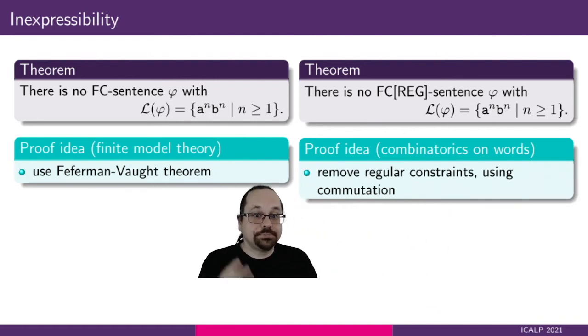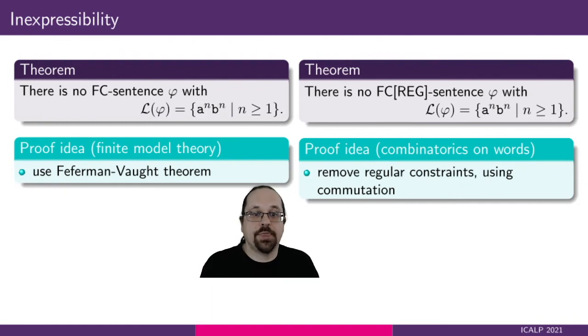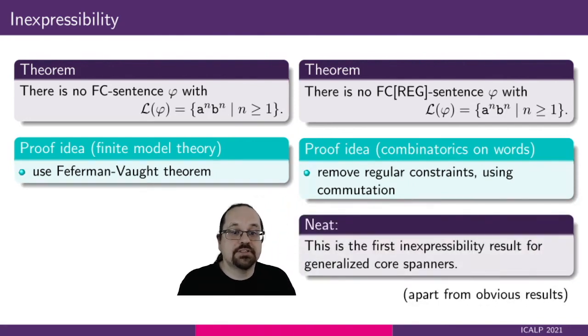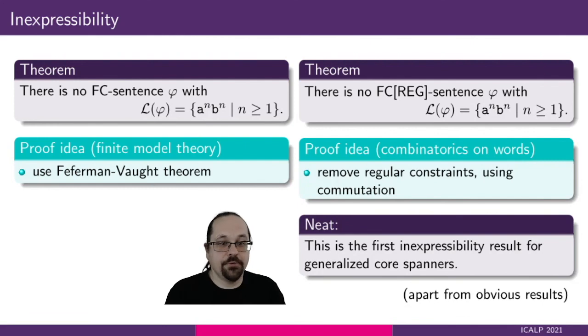So for this result, we need to combine a lot of finite model theory, in a way of using the theorem, and quite a bit of combinatorics on words to get the result that we want. And as FC-reg has the same expressive power as generalized core spanners, this gives us the first inexpressibility result for generalized core spanners that's not relying on things like decidability as an argument or only works on unary alphabets. That's the first somewhat general thing. But it only works because we're pairing techniques from two different fields together, and the structures are very, very restricted, just being a^n b^n, which is not that interesting. There's a lot of work to be done in the future.